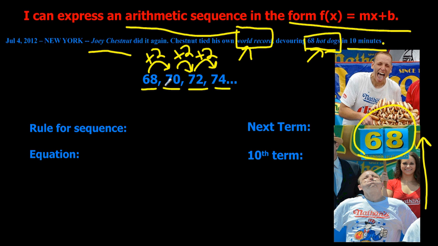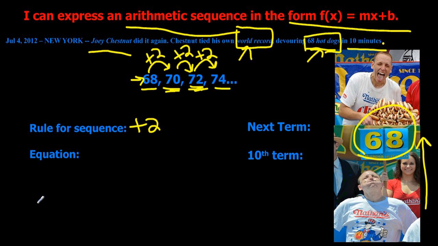So the next competition, he'd take his 68, add 2, and he might try to get 70. The next one, he'd take his 70 and add 2 and try to get 72, and so on. So if I were to think about what's the rule for his goal setting here on hot dog eating, his rule would be to add 2 to his sequence each time.